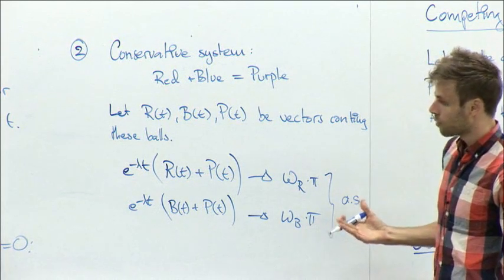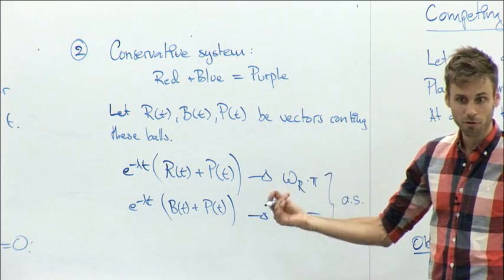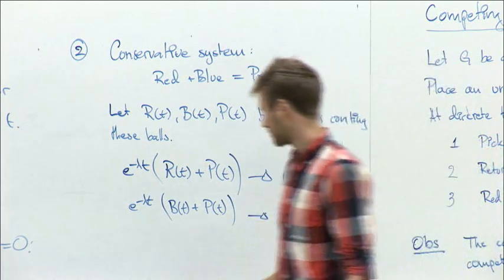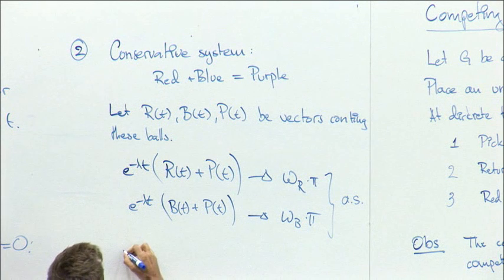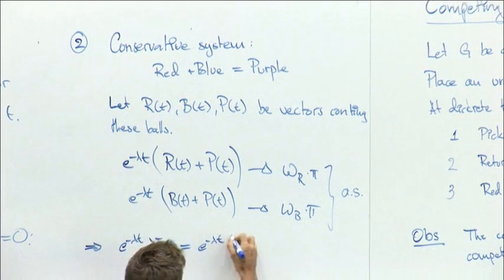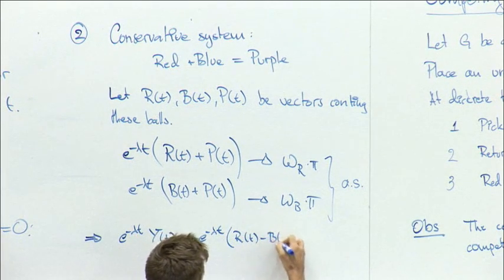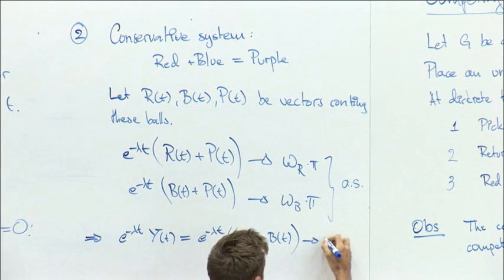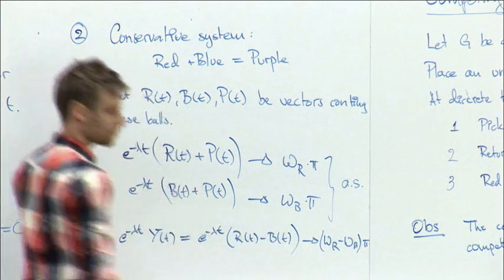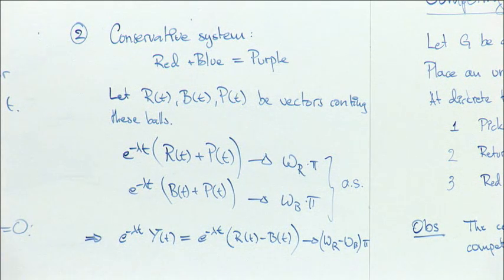The good thing about this is that what I'm trying to track is the number of red minus the number of blue, which I can just take by taking differences here. So this implies that e to the minus lambda t Y of t, which is e to the minus lambda t times red minus blue, will have to converge to WR minus WB times pi. So we have convergence. And it also shows it's a martingale. It's a difference of two non-negative martingales, which is a martingale, just changing sign.